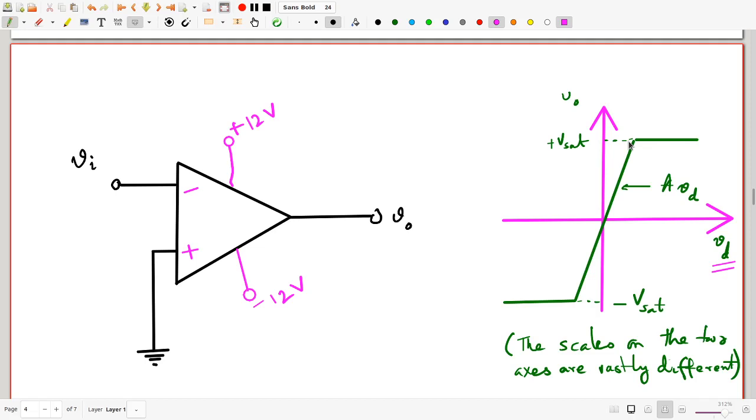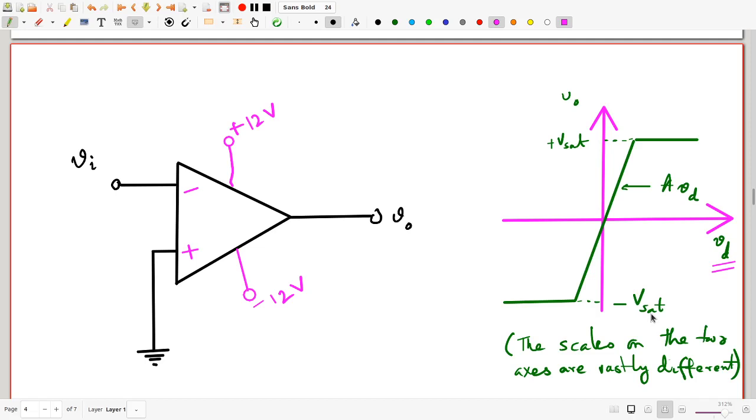After all, the output is actually derived from the power supply. So there is an upper limit and a lower limit to how high or how low the op-amp output voltage can go. And this is essentially set by the power supply. It's not exactly equal to the power supply, but it's close. By convention, we call the upper limit at which the output saturates and does not increase beyond that plus Vsat, the positive saturation voltage, and the lower limit minus Vsat, the negative saturation voltage.